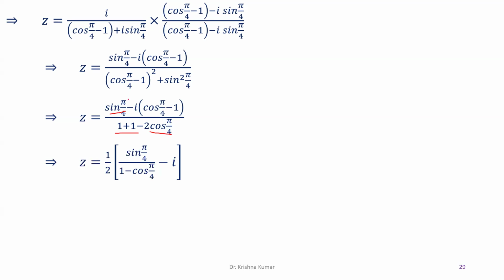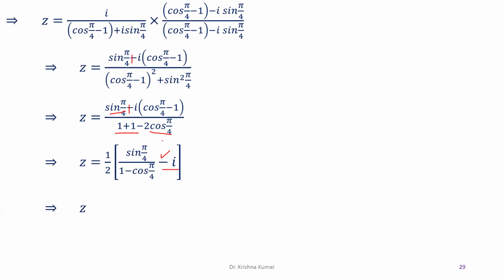For the second term, this is a plus sign, not minus sign. So this is 1 minus cos pi/4, it is cos pi/4 minus 1. If we take the minus sign outside, then the two minus signs cancel and we have only minus i. Now this sign is okay, minus sign.